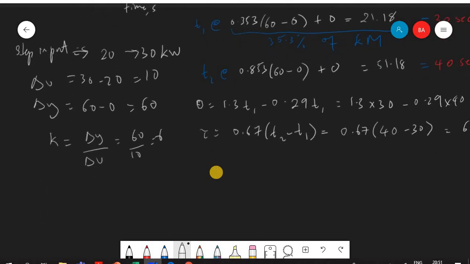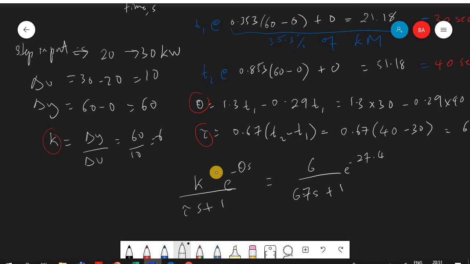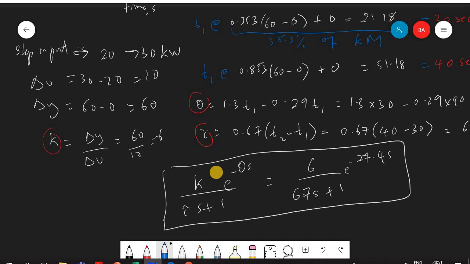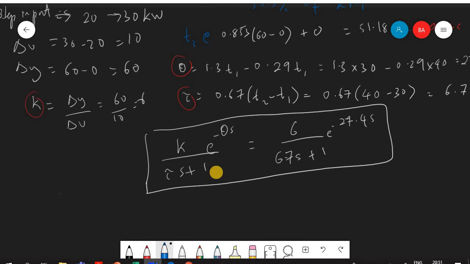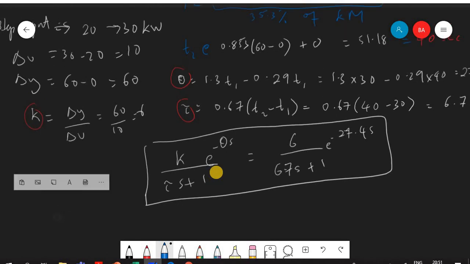And here I have all my values, which are k, tau, and theta, and I can then put together my first order plus time delay model, which is k, 6, over tau s, which is 6.7 s plus 1, e to the power minus theta s, which is minus 27.4 s. And that is my fitted first order plus time delay model. I hope this was clear on how we are using the SNK method.